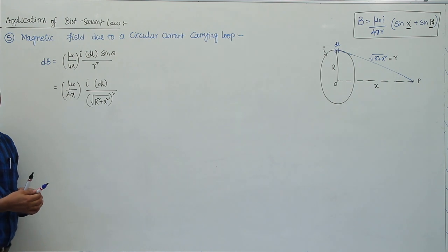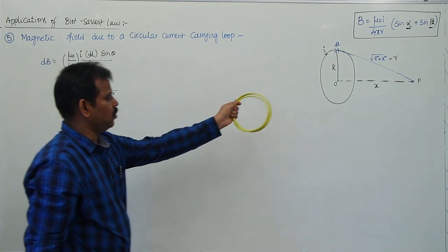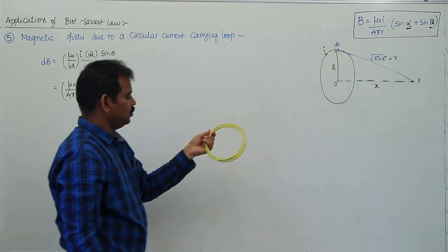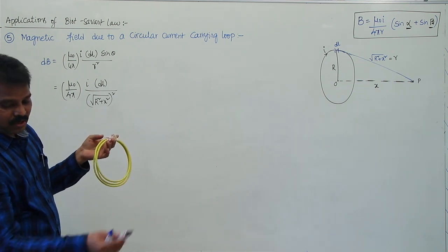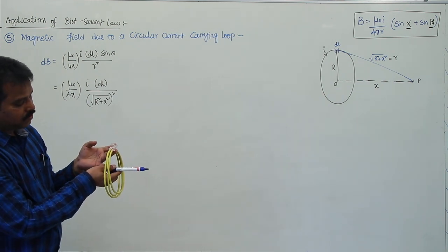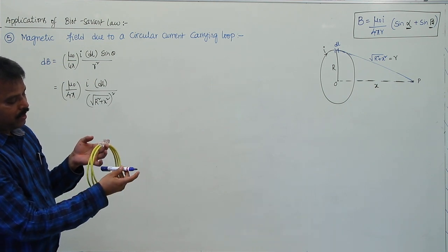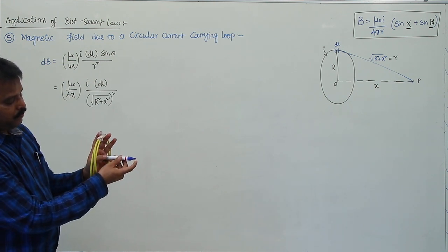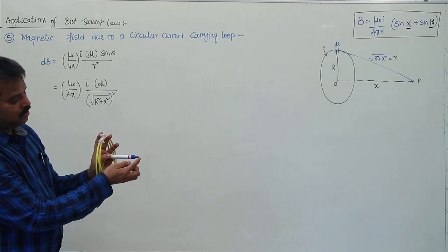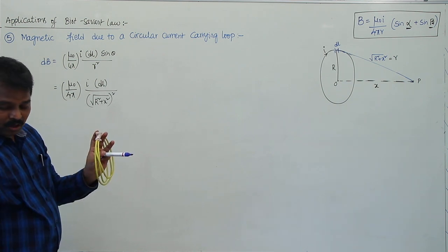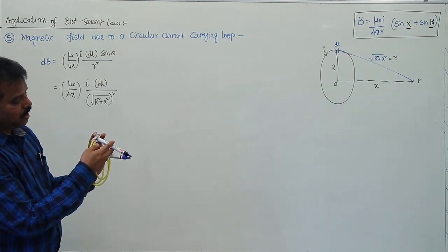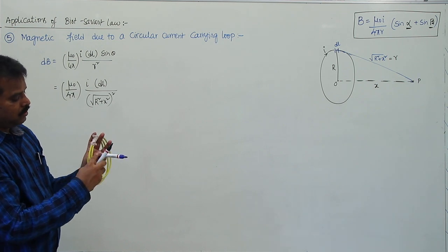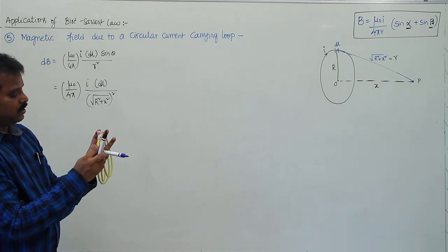Theta is the angle between the element and the line joining the element with the given point. So here let me consider a small circular current carrying coil. Let us say this is a small element considered here. I want to find the magnetic field on the axis of this one. Let us say this is the axis, and I want to find the magnitude at the tip of the pen here. This is the axis and this is the point P. So for this small element, I need to join this small element with this tip. This is small r. The length of this pen is small r. The length of this pen is small x, and this is radius r.